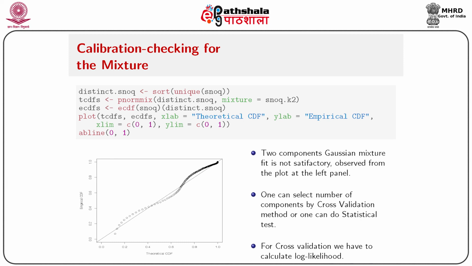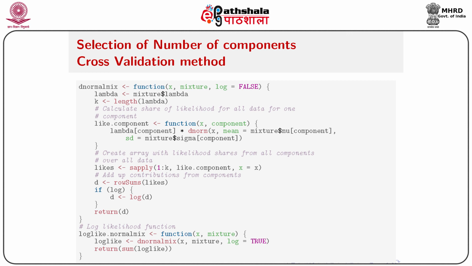One can select the number of components by the cross validation method, or one can do a statistical test. For cross validation, we have to calculate the log likelihood. Here, for cross validation, I developed some code. First develop a dnorm mixture function, and then develop a log likelihood.norm.mix function taking x and mixture. If you pass the mixture, it will return the log likelihood function.